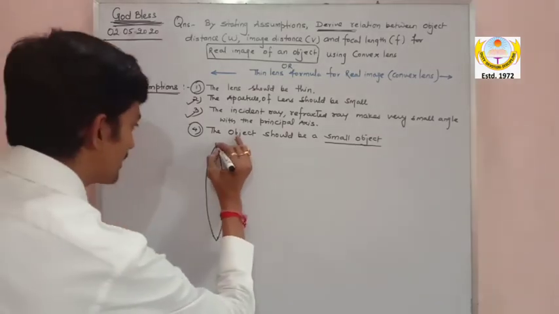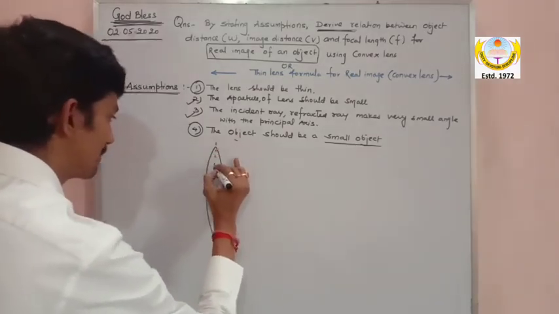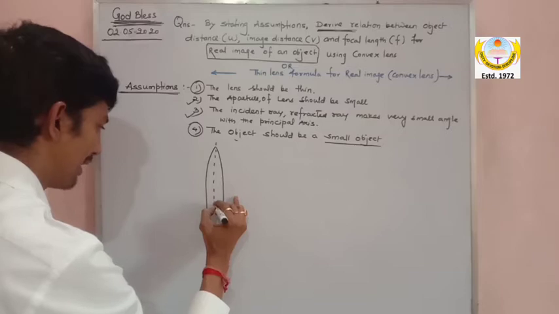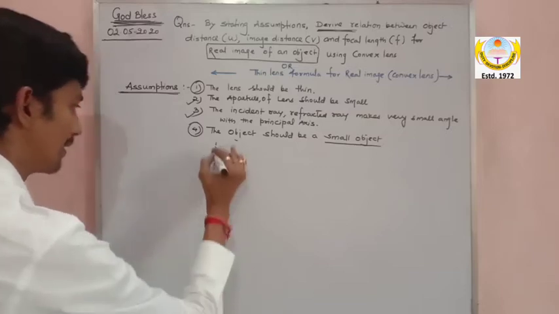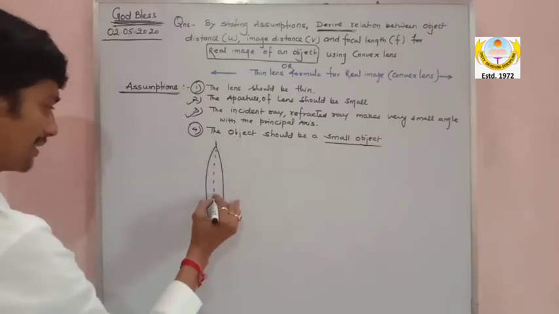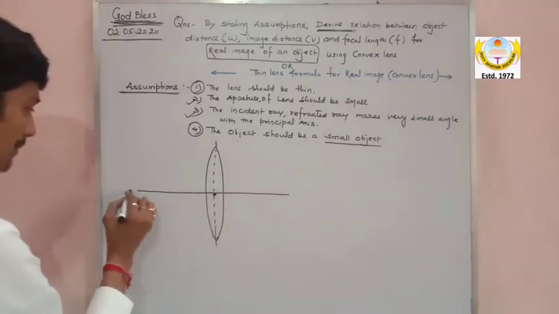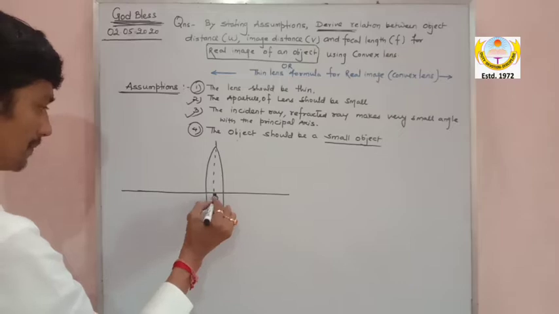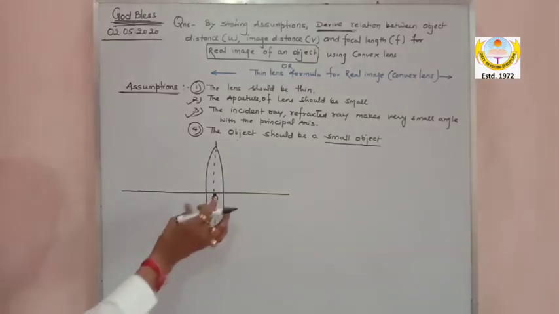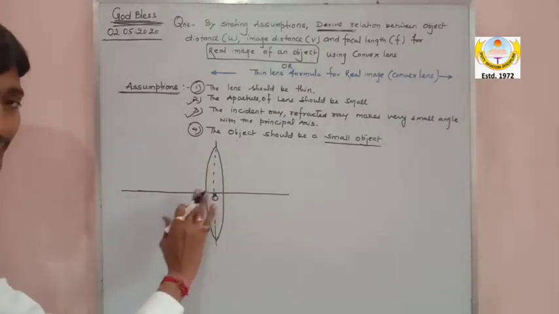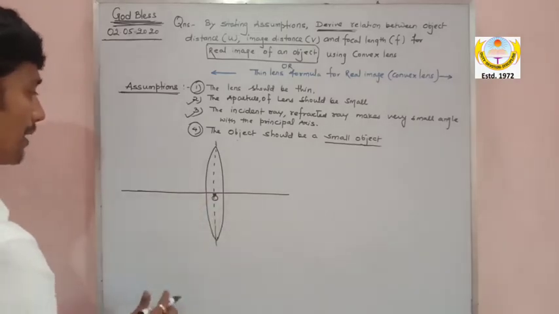So I have taken this, and this is my optic axis, my dear. This is the optic axis and this is the lens. Say this is the optical center. This lens is thin, so the distance can be measured easily from its surface. This is called optical center.